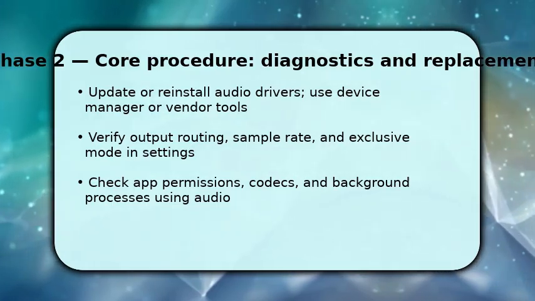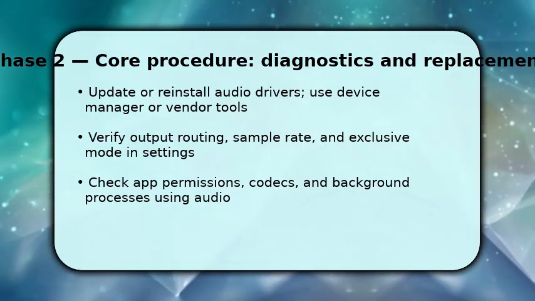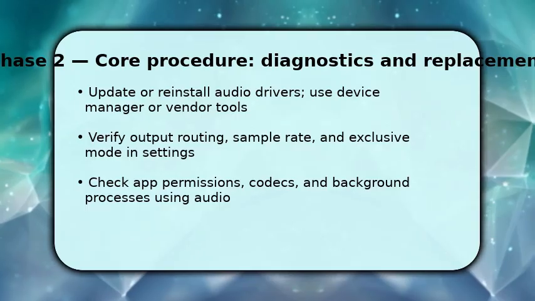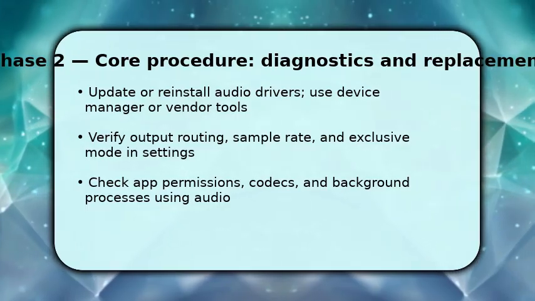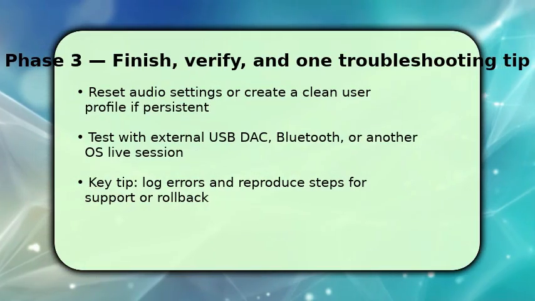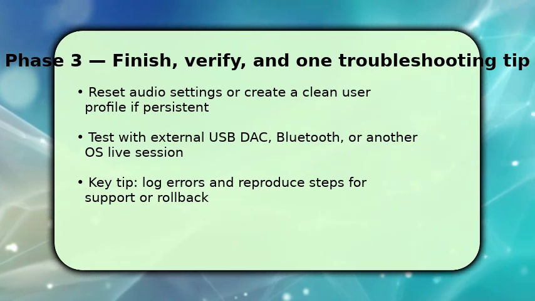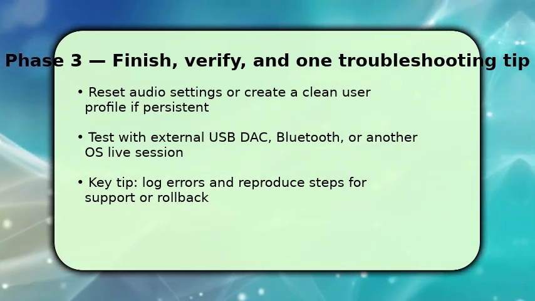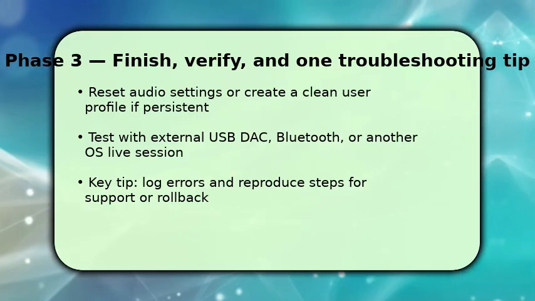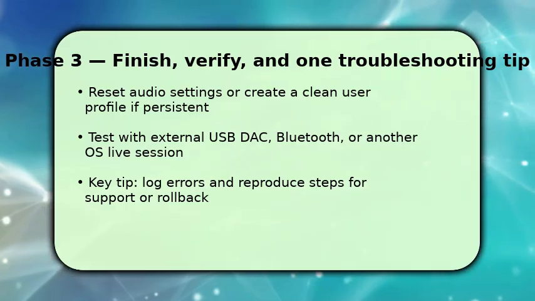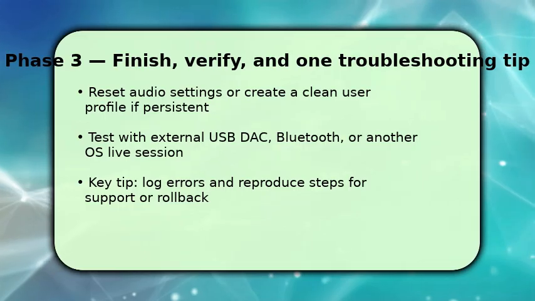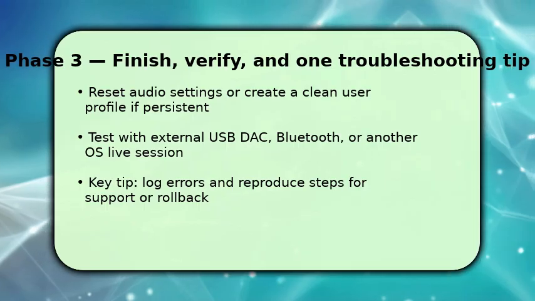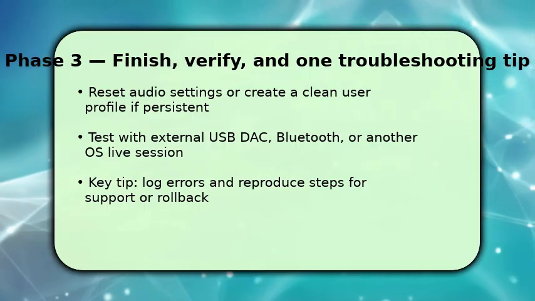And you finish by applying final remediations. Reset audio settings, reinstall the audio stack, or create a clean user profile to eliminate corrupt preferences. Once done, test with an external USB DAC, Bluetooth headset, or boot a live OS session to check hardware isolation. If problems persist, log exact error messages, timestamps, and reproduction steps. This single troubleshooting tip speeds support and helps you roll back specific changes.